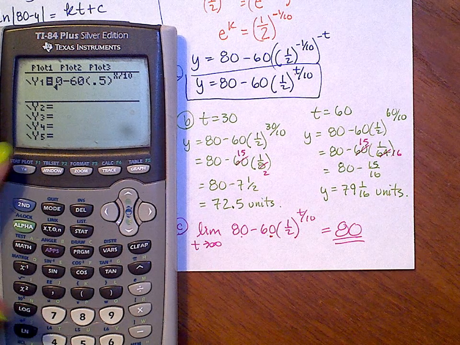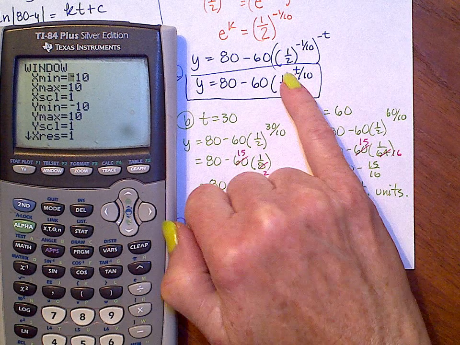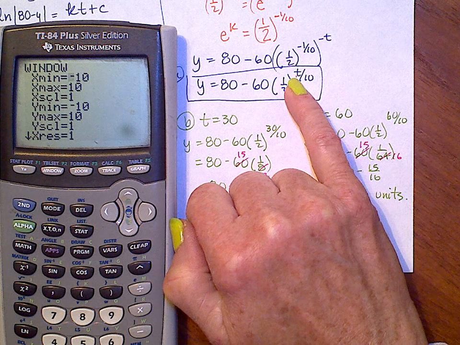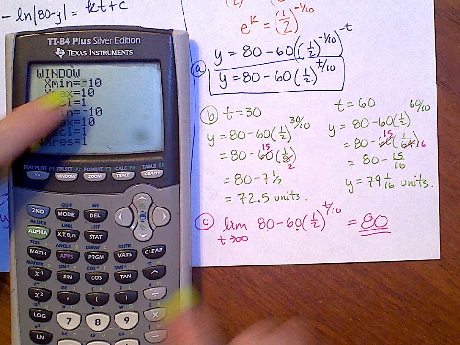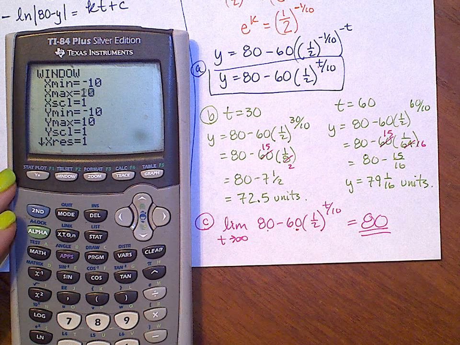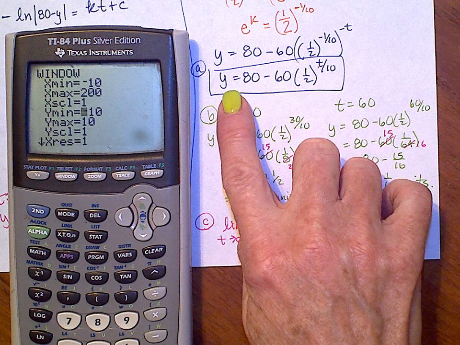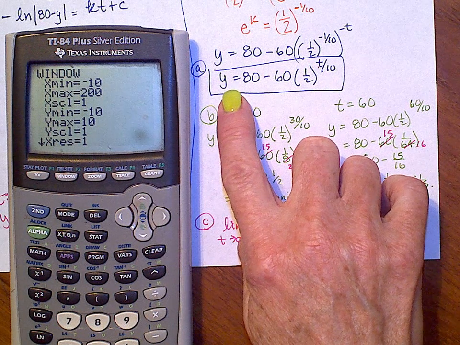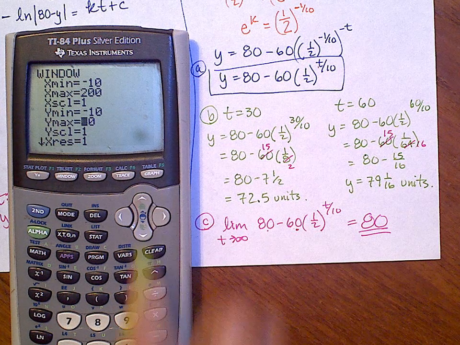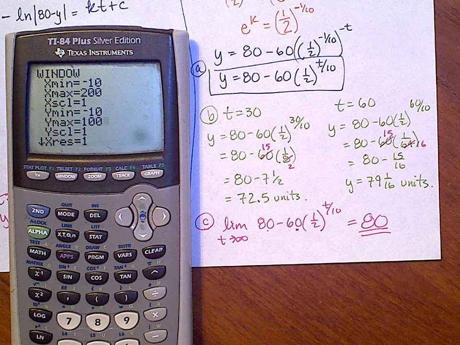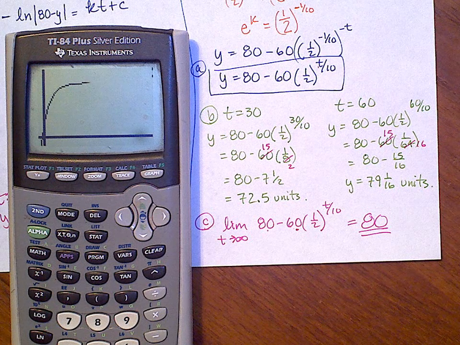All right, window. X in your calculator is time, and let's let this run for, say, 200 days or so. I like to see my axes, so I'm going to set my axis to be negative 10 to 200. Y in your calculator is going to represent number of units. We know he starts at 20 units, maxes out at 80 units. I'd probably go negative 10 to 100. Graph, and we see something like this.